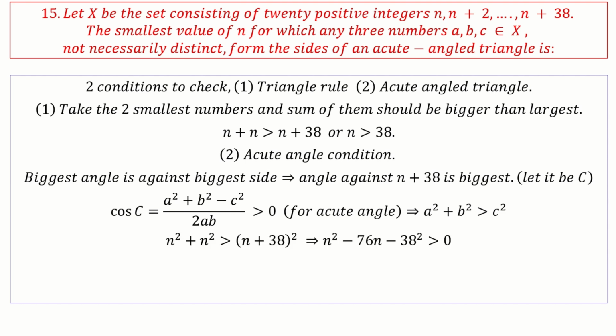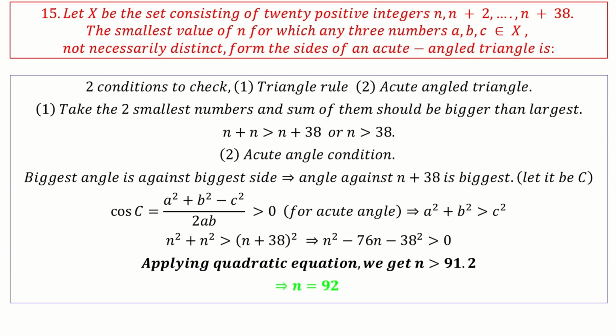Correct? So n square plus n square, a and b are n and n, right? So n square plus n square is greater than n plus 38 whole square, and you will get a quadratic equation in n. If you solve it, you get n value 91.2. N should be greater than 91.2. So that means the nearest integer, n is 92. So this is the possible n value.